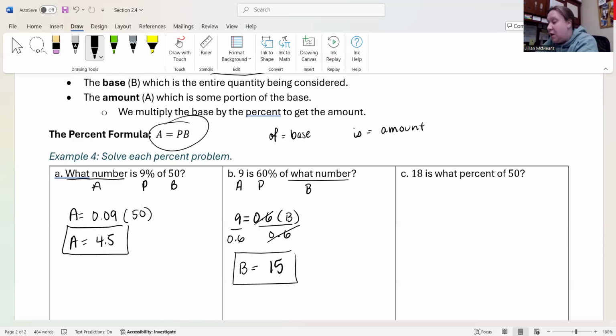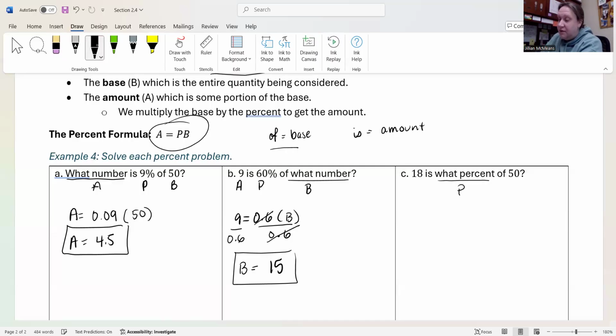All right. Now, part C would be the hardest example of this. Part C, we have the amount and the base. We don't have the percent. And so you really have to have a firm understanding of what the amount and what the base are. Okay. So what percent is our percent? We then have 18. Well, I just put B, not P. Hold on. This is P. Now we have 18 is some percent of 50.